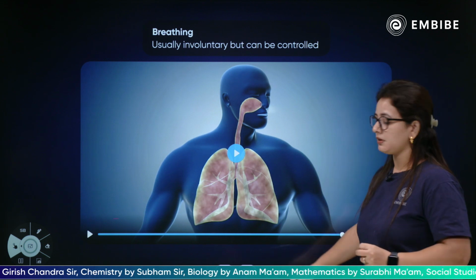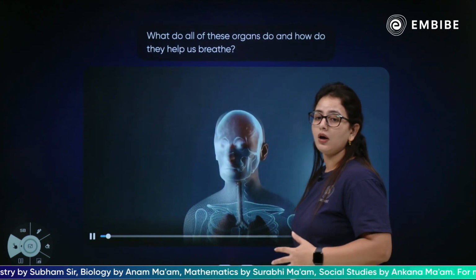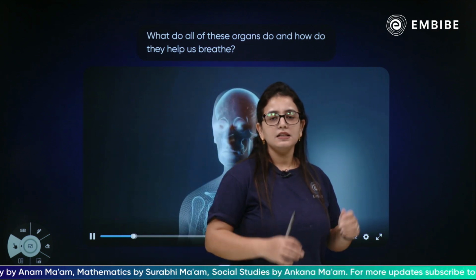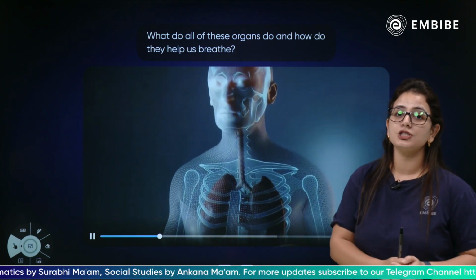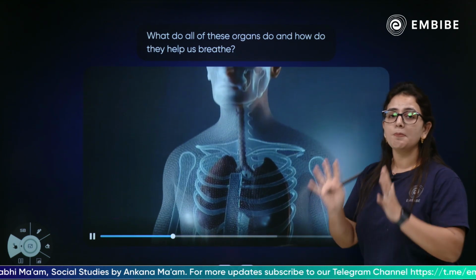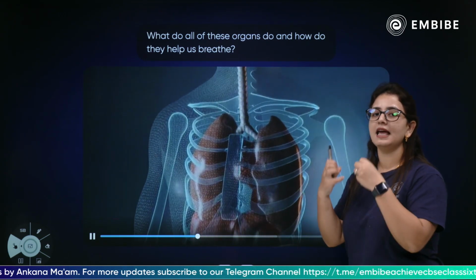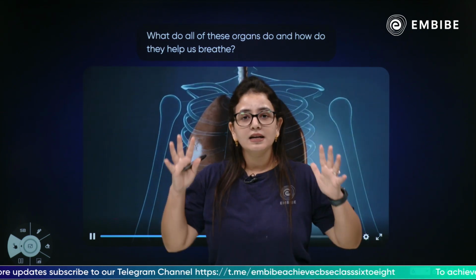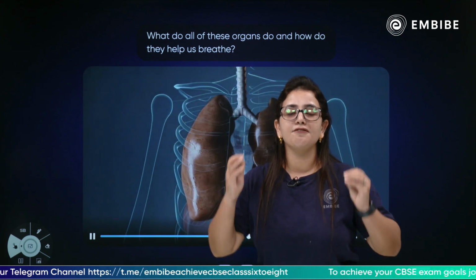Talking about the parts of the respiratory system, why do we have these organs and how do they help us breathe? There are several parts of the respiratory system which assist in the proper mechanism of breathing, inhale and exhale. The whole respiratory system is organized for your breathing mechanism to take place efficiently.